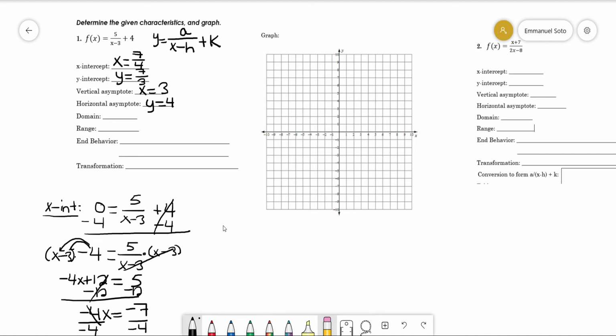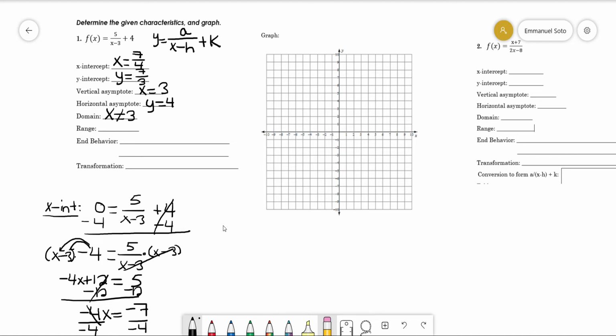Alright, so now let's go ahead and do the domain. The domain is the set of x values that can be plugged into the function without any errors whatsoever. So in this case, we can plug in any value for x except for the vertical asymptote. So therefore, x cannot equal 3.